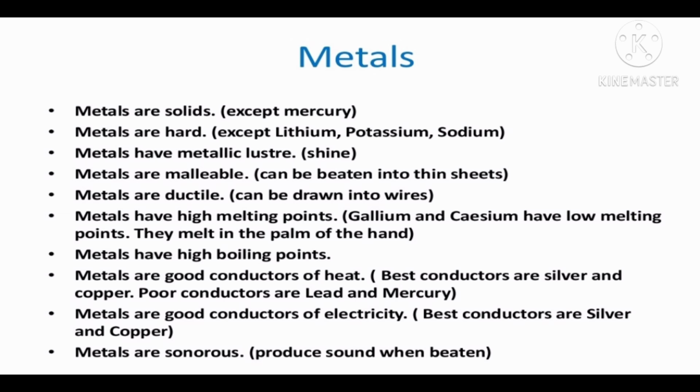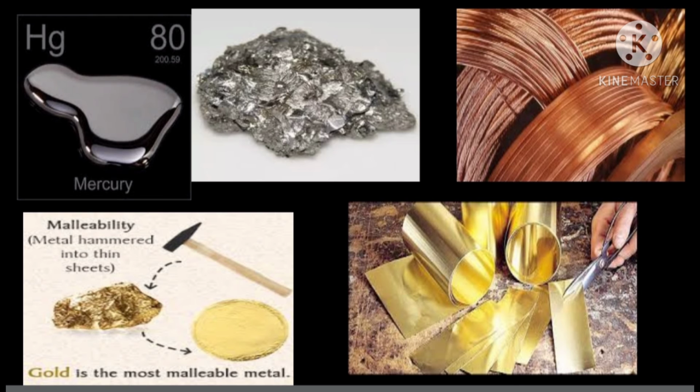Okay, next last important property, that is sonorous. Metals are sonorous, means metals are able to produce the ringing sound on striking. So these are the properties of the metals. So dear students, here are some examples over here. See, mercury is there, then you are having aluminium, then you are having copper.